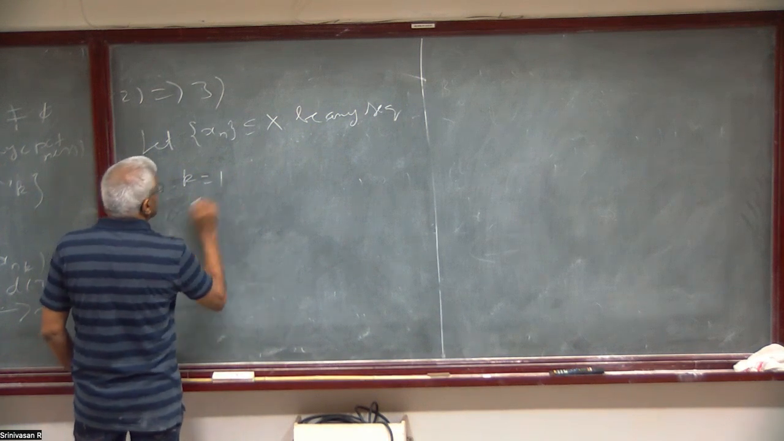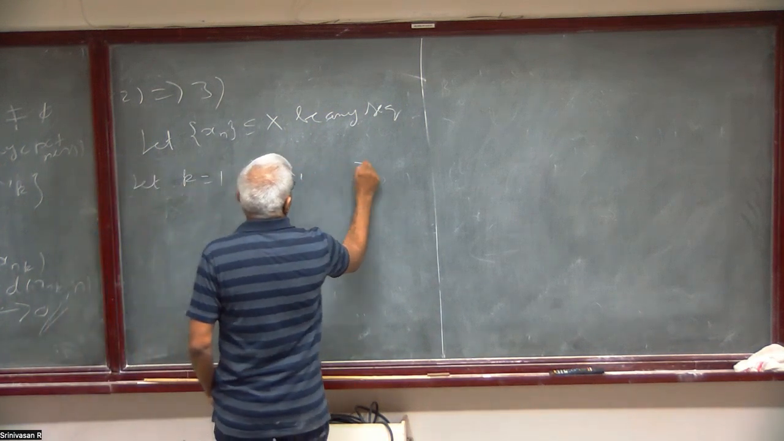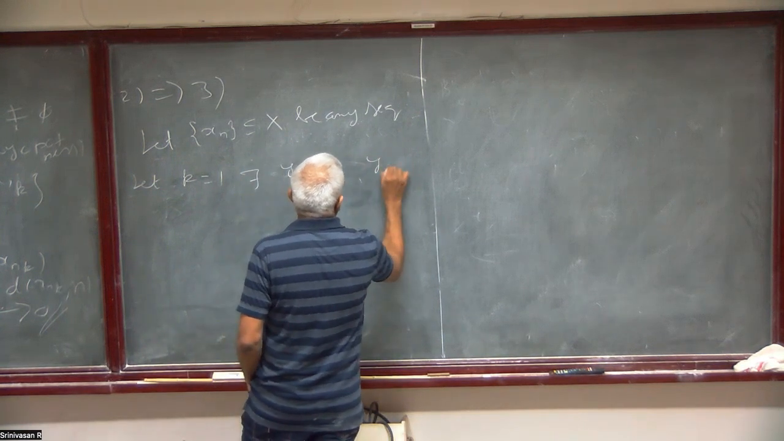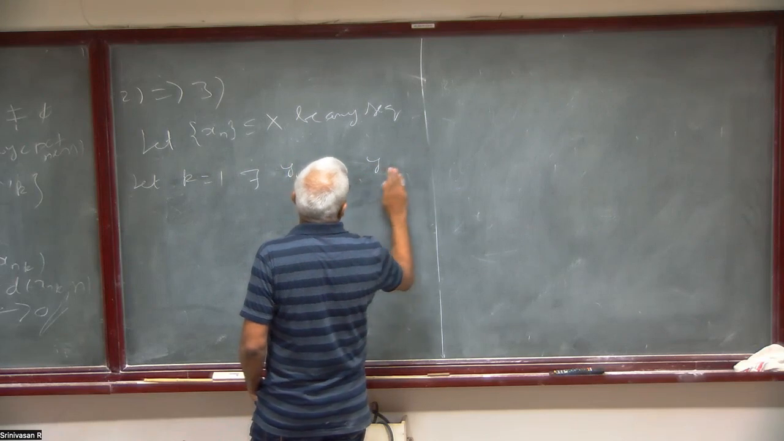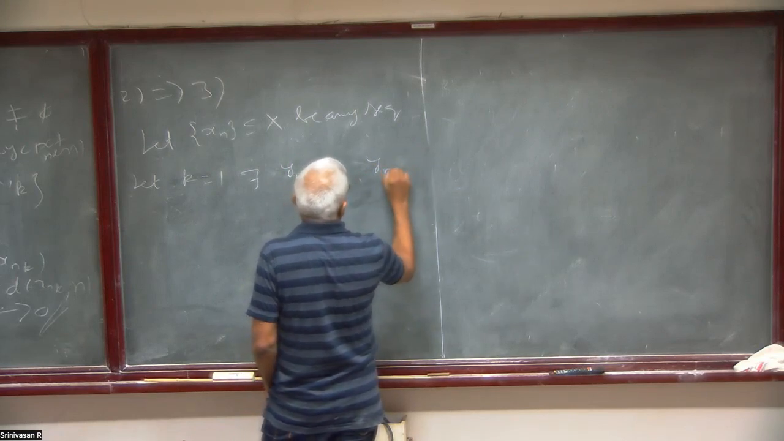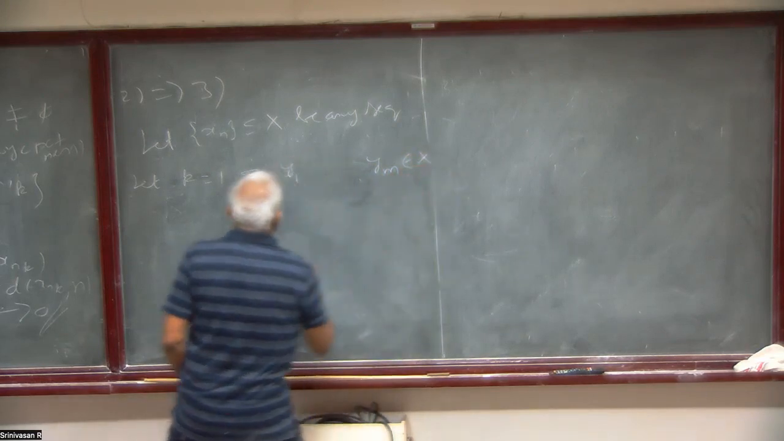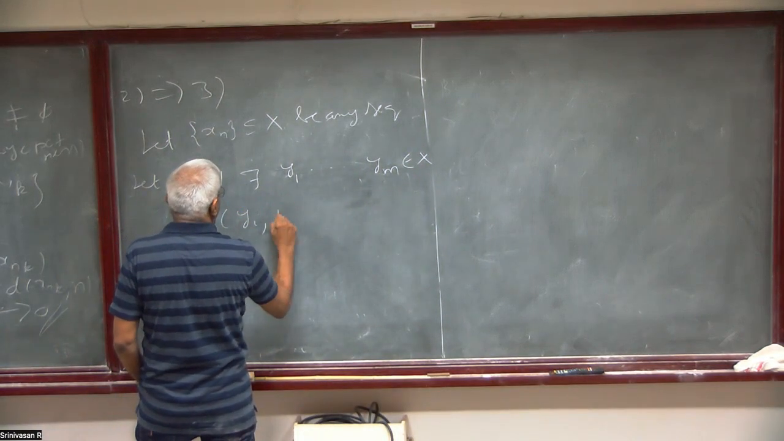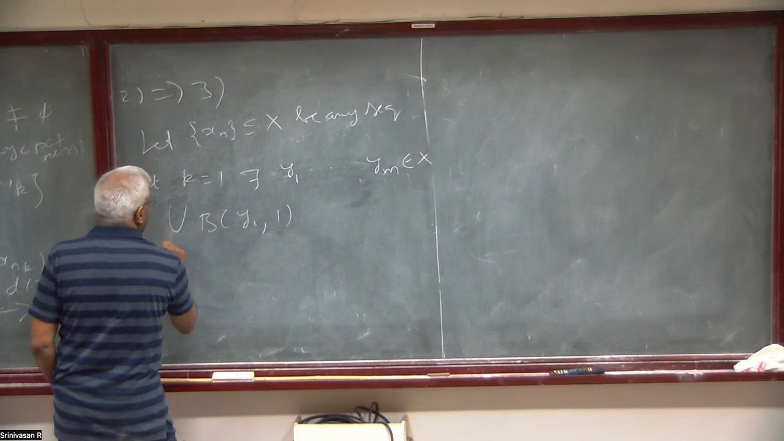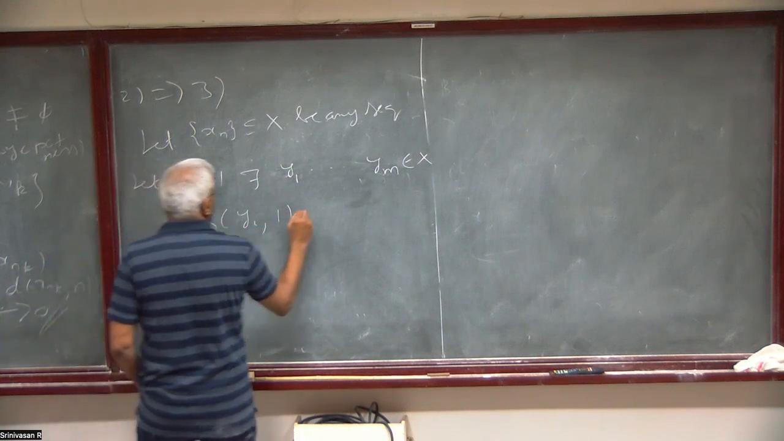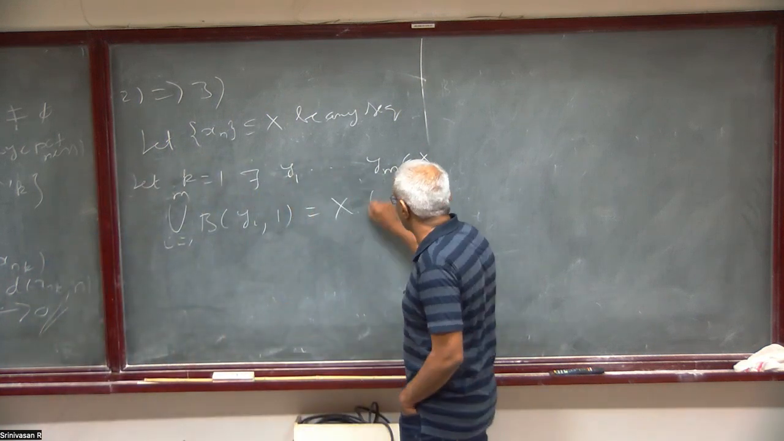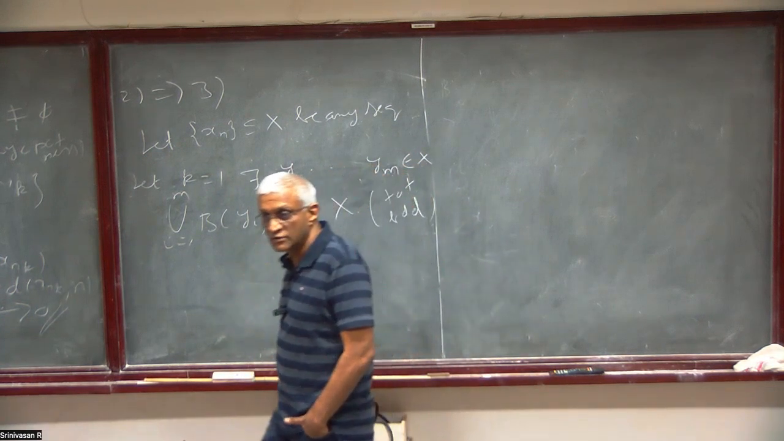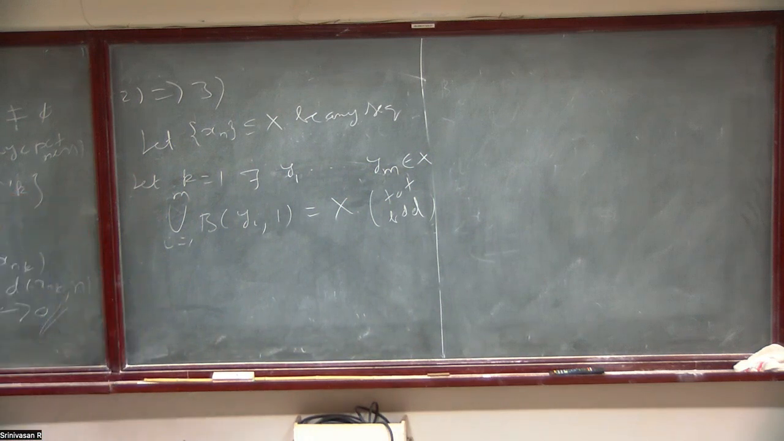Then there exist y_1 up to y_m in X such that the union of B(y_i, 1), i equal to 1 to m, equals X. N or m doesn't matter. Using totally bounded, this is true.